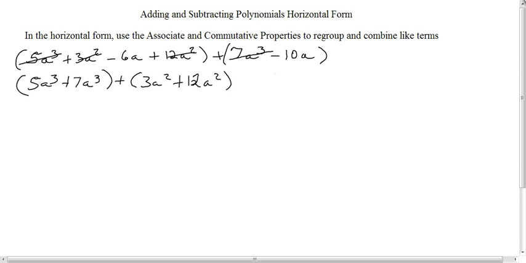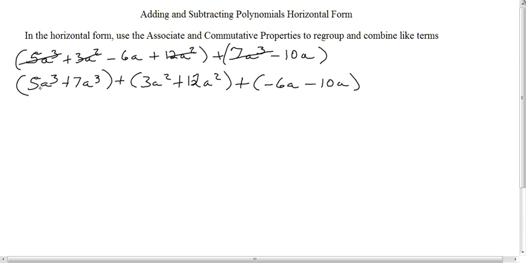Okay, so I'll use these, make sure that I know that. Now, the only thing I'm left with, so let's go ahead and put a plus sign in, you'll see what's going on with this, is a negative 6a minus 10a. Okay, so now all of my like terms are grouped. All I need to do now is just go ahead and add them up.